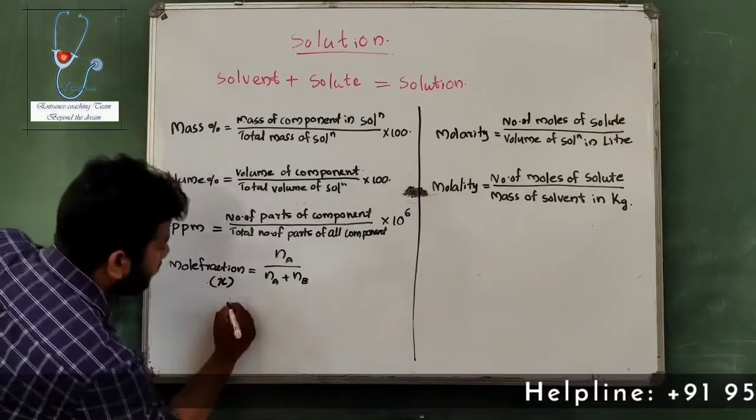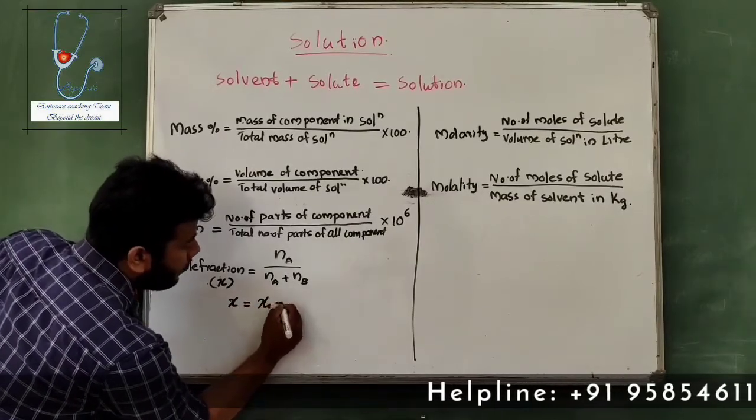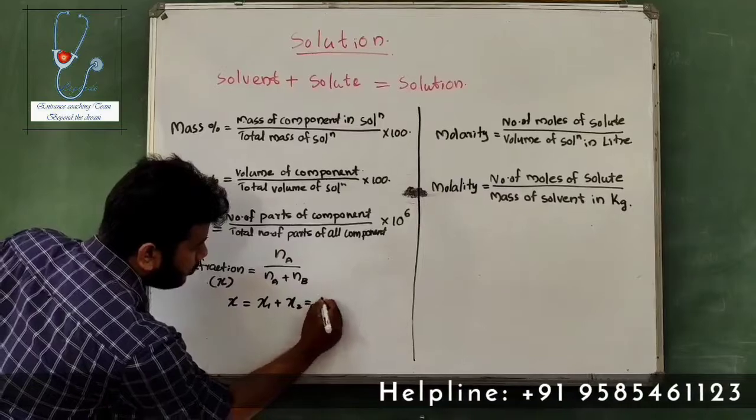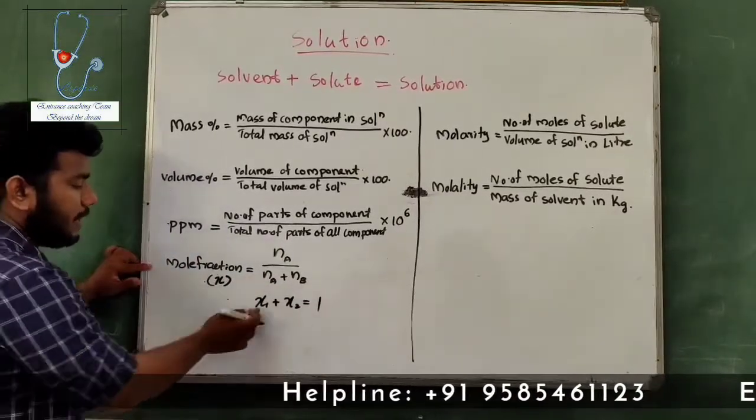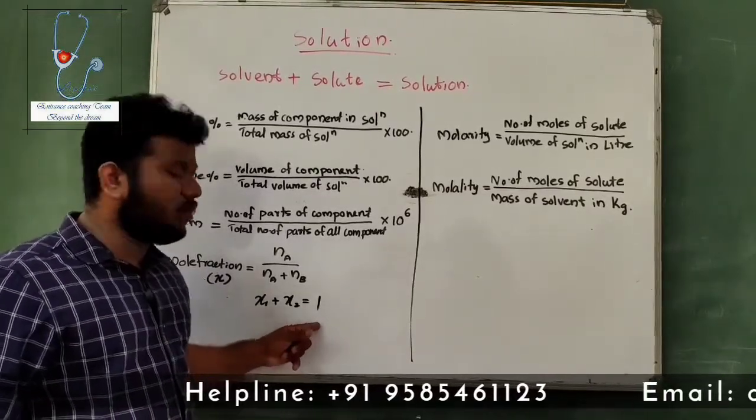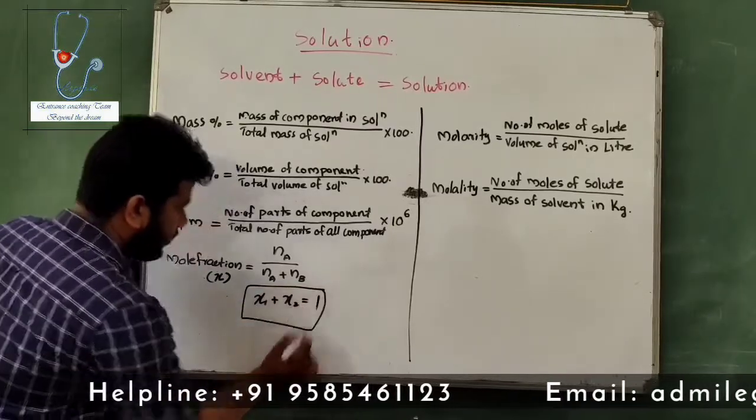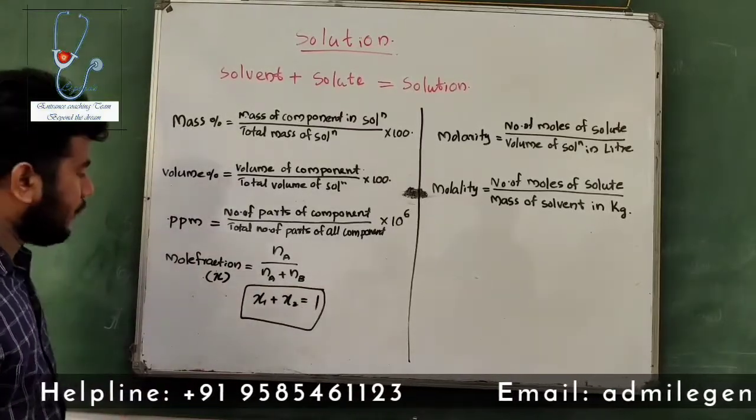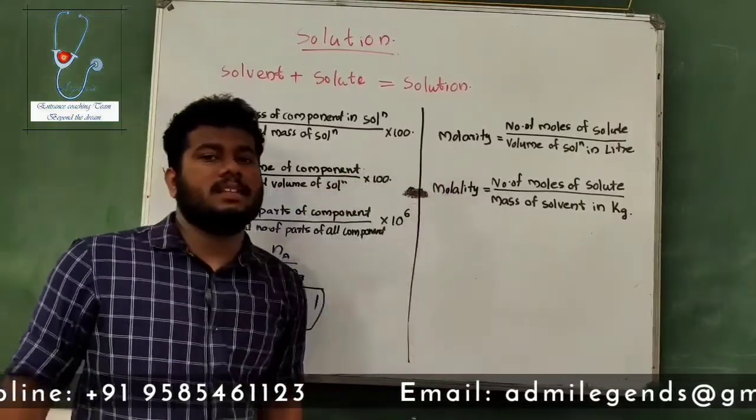Chi, or x1 plus x2, is equal to 1. x1 is the mole fraction of component 1 and x2 is the mole fraction of component 2. It is a very important relation related to mole fraction. Then come to the next topic, molarity.